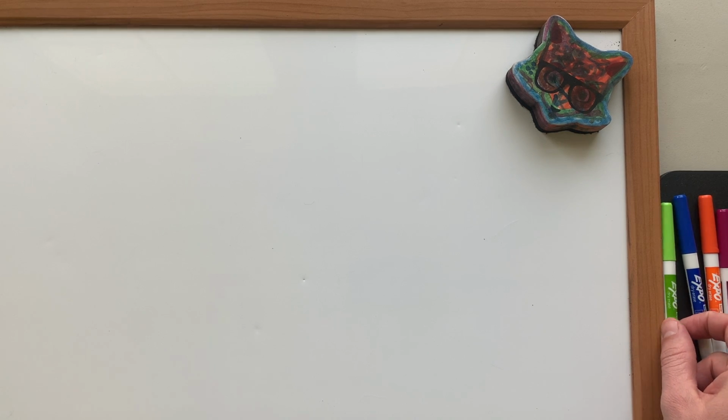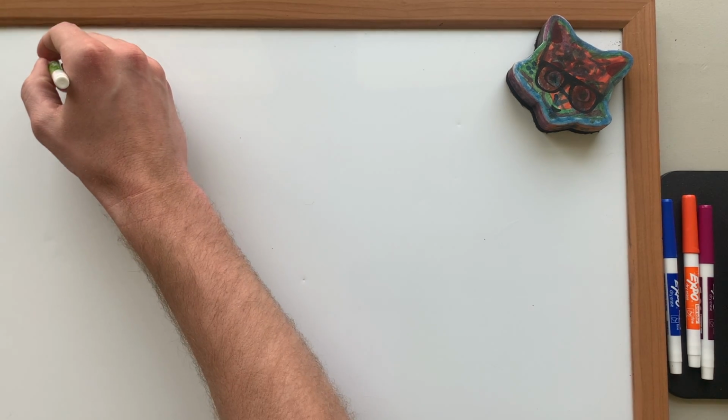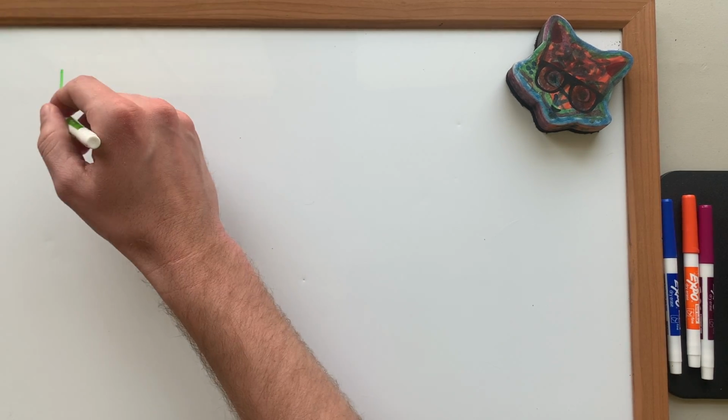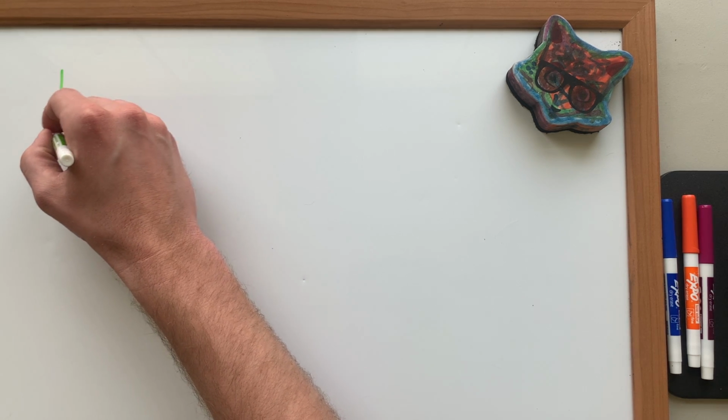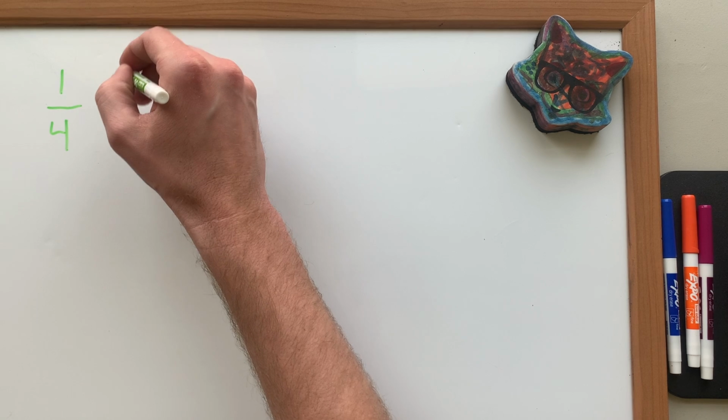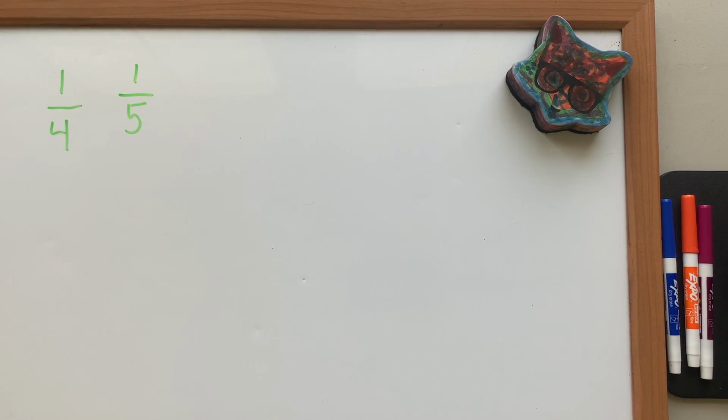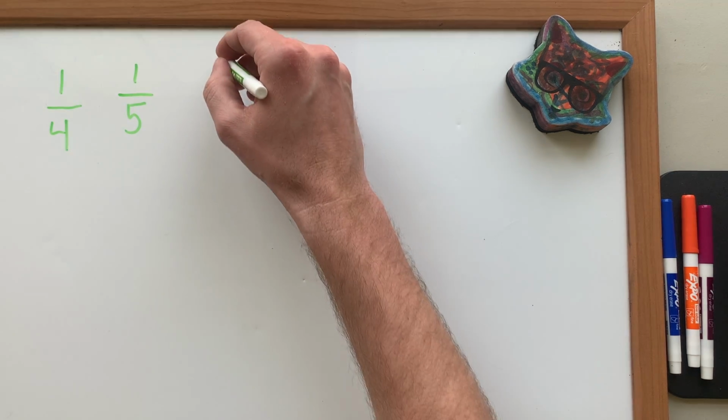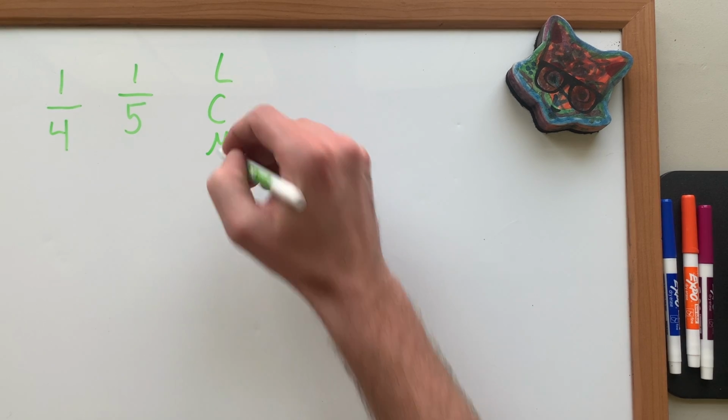Today, we are going to learn how to find the common denominator of two different fractions by looking for the least common multiple. Let's say that I have two fractions here, 1 over 4 and 1 over 5. Now I know that I cannot add them or subtract them as they are because the denominators are not the same. So how can we find a common denominator so that I can add or subtract them? We're going to look at least common multiple, or LCM.